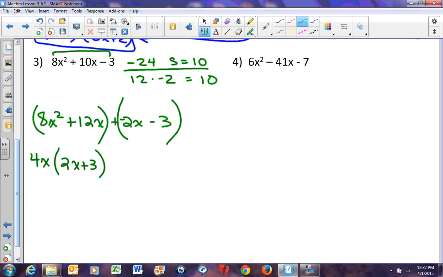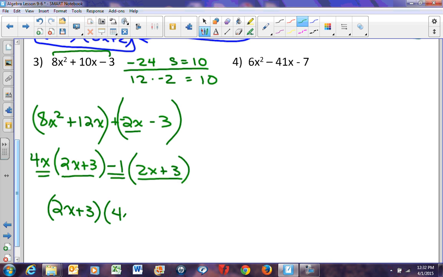Common term to negative 2x minus 3, I can take out a negative 1 because you never ever want your first term to be negative. You can avoid it. So I'm going to take out a negative 1. So that's going to leave me with 2x plus 3. Just change all the signs. So my common term, 2x plus 3. What's left? 4x minus 1. And there we have it.